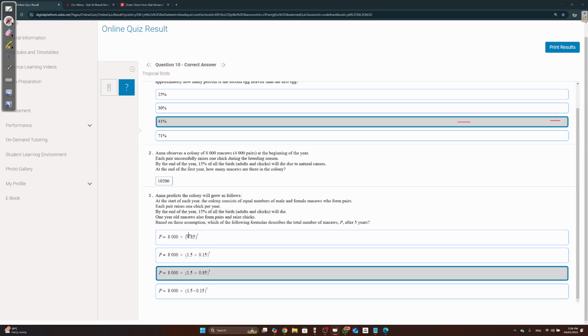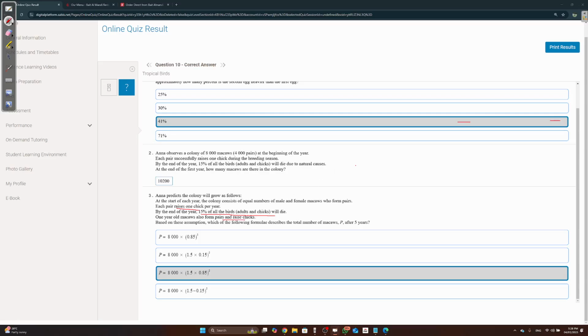The first thing is, they all start with 8,000, and they all have 5 years. So this is the base, and we got that. But what's inside is what matters. What's the growth rate? We know 15% will die, and we know that each pair raises one chick per year. 1 year old macaws also form pairs and raise chicks. So you need to pay attention to this.